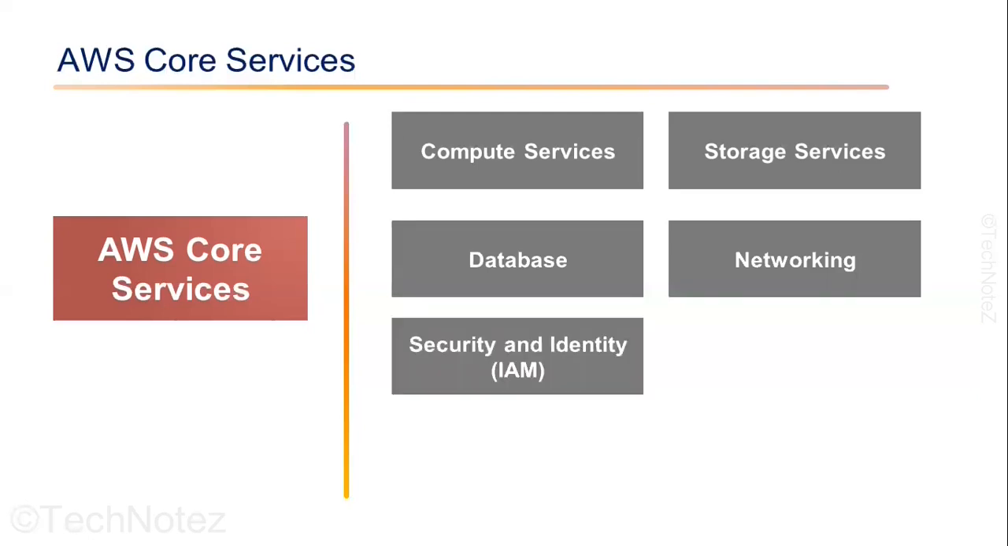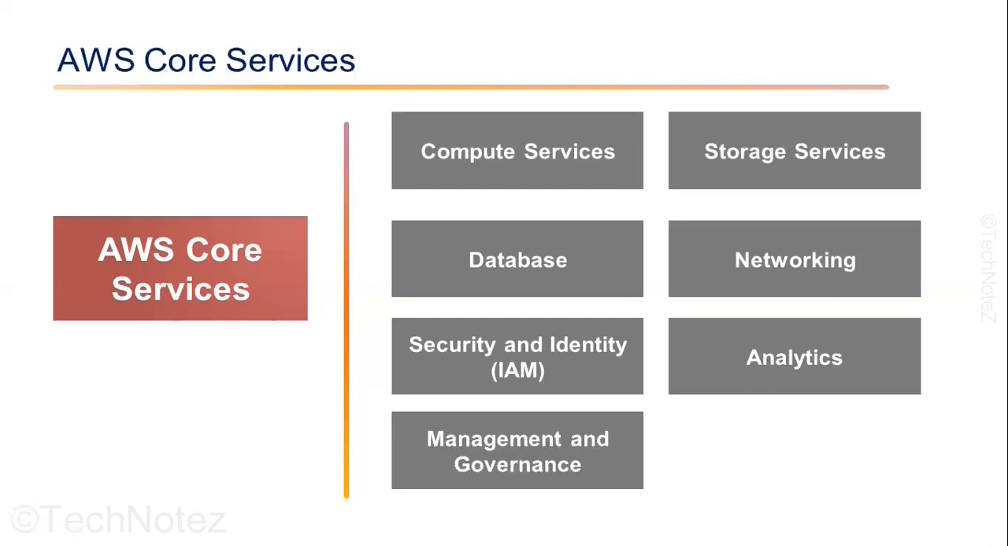Security and identity services provide security and identity management for your cloud resources. Examples include AWS Identity and Access Management, Amazon GuardDuty, and AWS Certificate Manager. Analytics services provide tools for analyzing and visualizing the data. Examples include Amazon QuickSight, Redshift, and Amazon Kinesis. Management and governance services provide tools for managing and governing your cloud resources. Examples include AWS CloudFormation, AWS Systems Manager, and AWS Organizations.